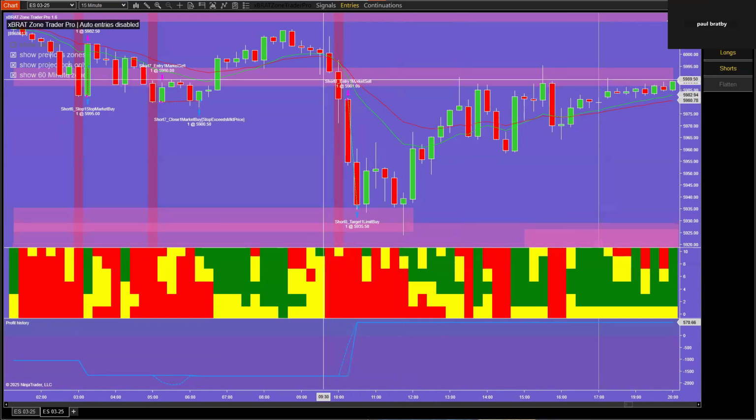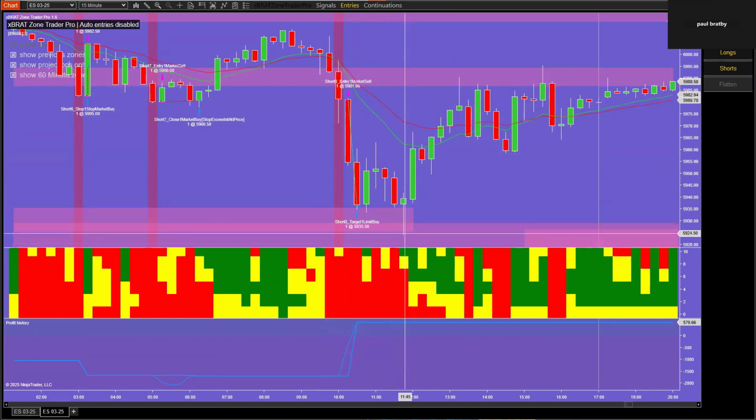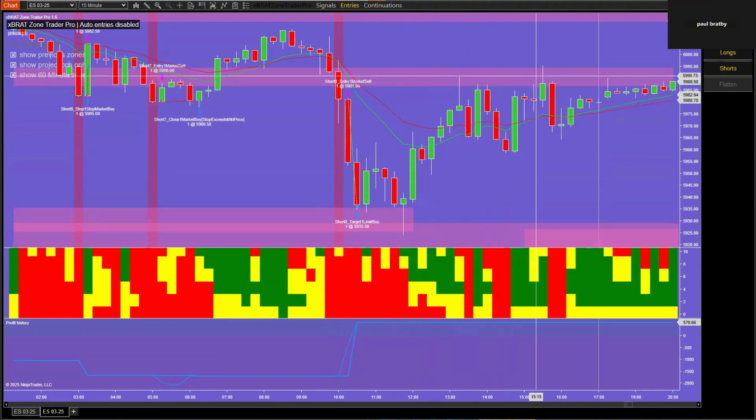But the idea is, what institutions do is they will sell coming down through here and they'll put the buy orders in at this point. You can see the rejection at this point here. Buy orders are starting to come in, comes all the way back up to that zone again. Okay, and this is why I developed the Zone Trader Pro to help with those types of things.